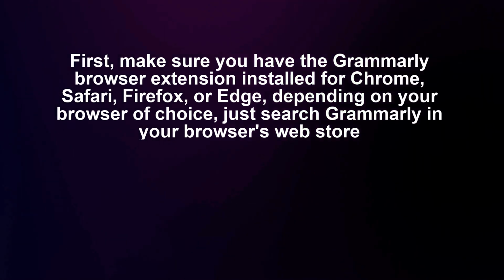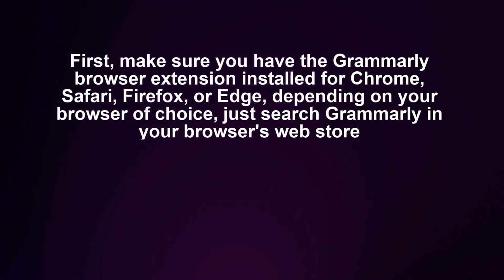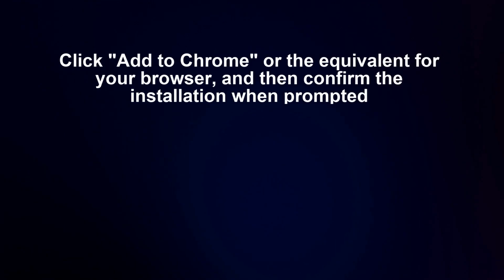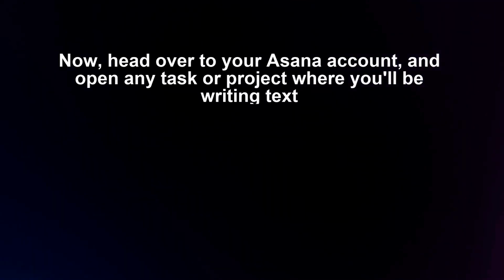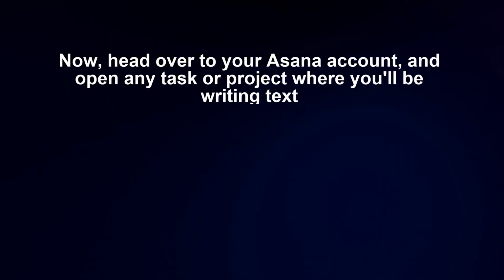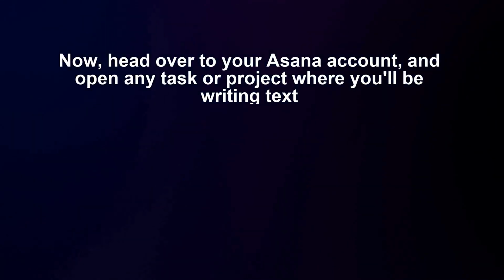browser of choice. Just search Grammarly in your browser's web store. Click Add to Chrome or the equivalent for your browser, and then confirm the installation when prompted. Now, head over to your Asana account and open any task or project where you'll be writing text.